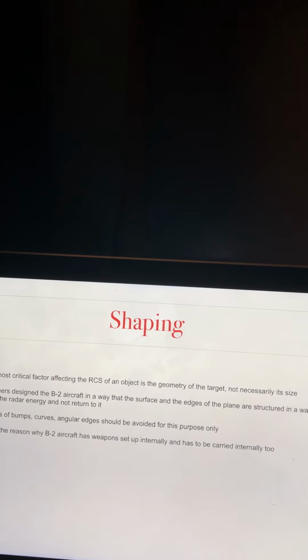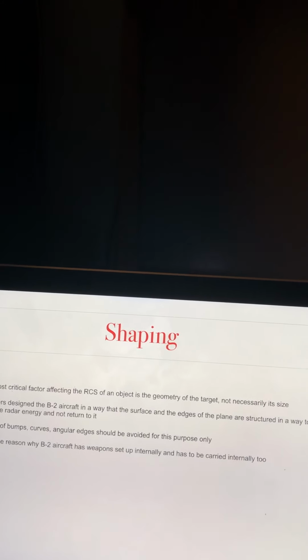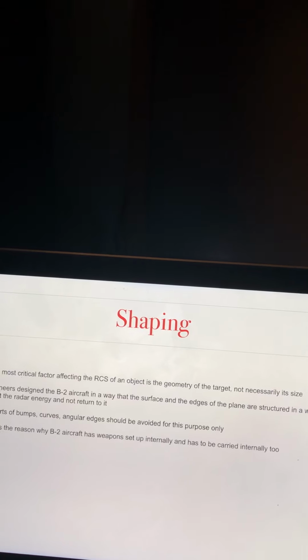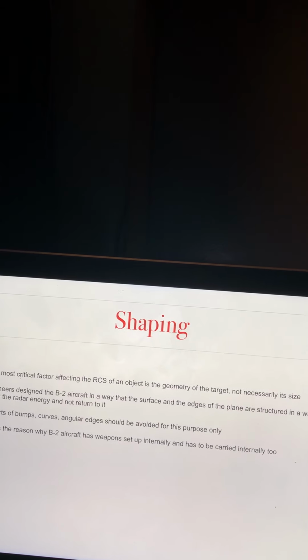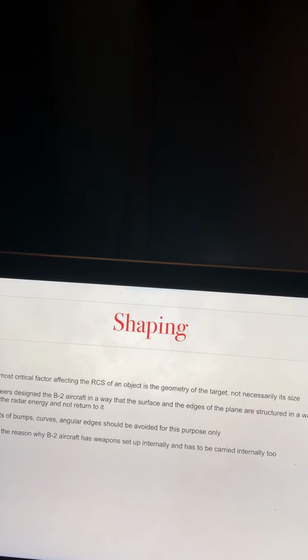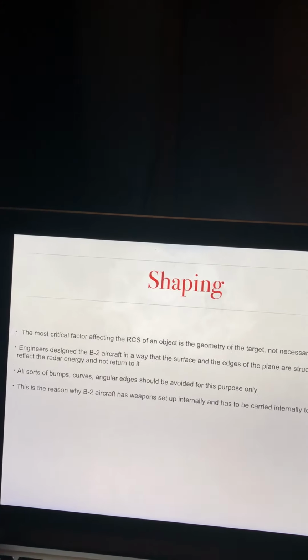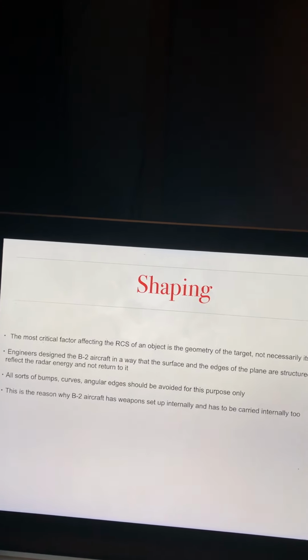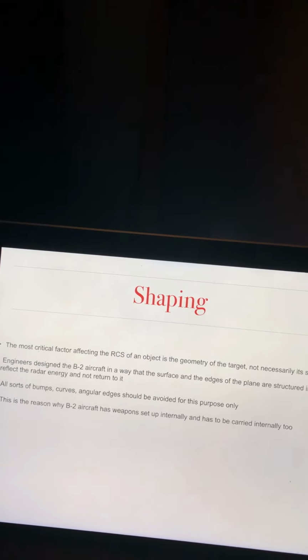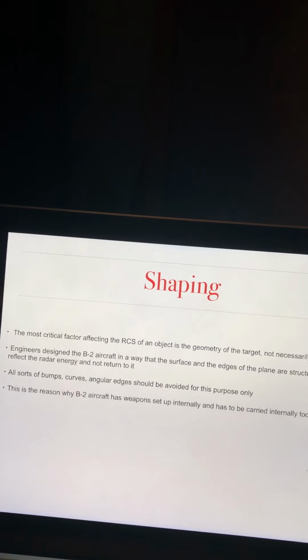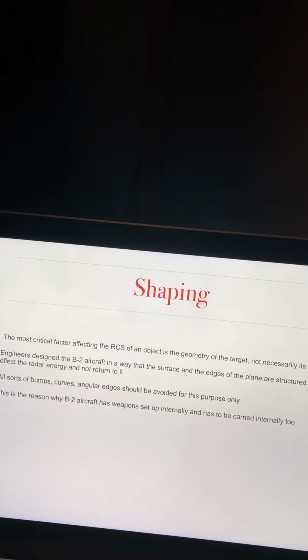So in that case, because of this reason in itself, any bomb, missile, or large fuel tank set up externally would only increase the total RCS. This is the reason why the B-2 aircraft has its weapons set up and carried internally. The air intake design of the aircraft is also very critical when designing a low RCS aircraft.